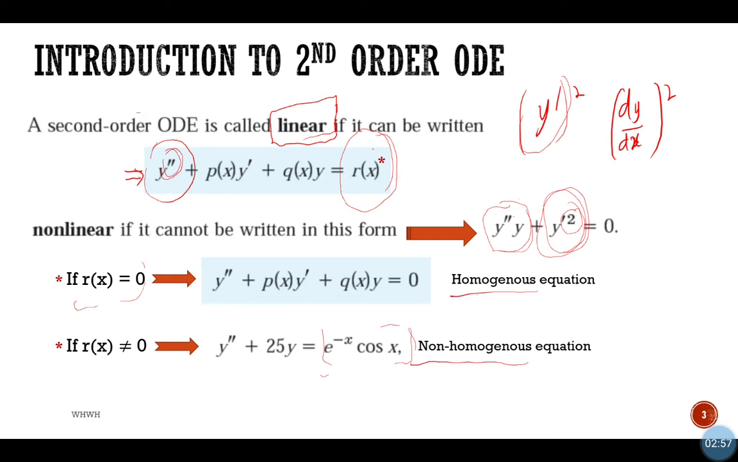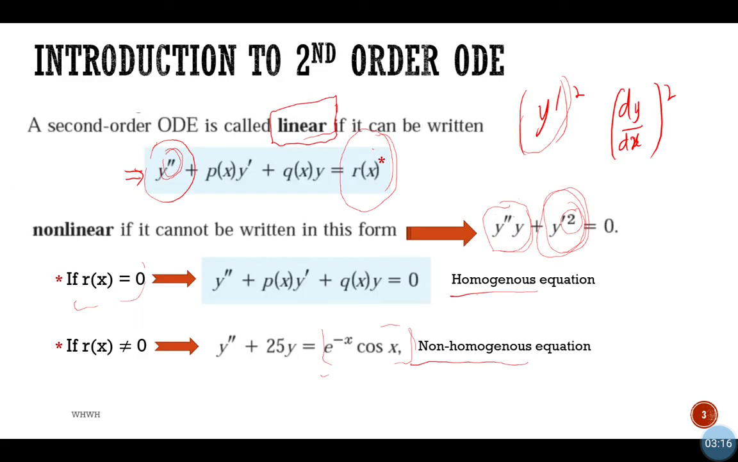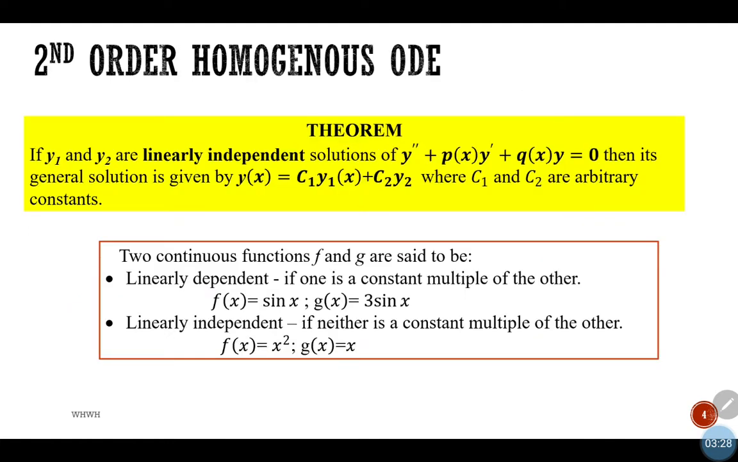So for your consideration now, for this subject, we consider only two cases, which are linear homogeneous and linear non-homogeneous. By now hopefully everyone can understand the difference between homogeneous and non-homogeneous. Very simple. Homogeneous, your right hand side equals 0. Non-homogeneous, you have a function on your right hand side. Alright, we're going to begin with second order homogeneous.